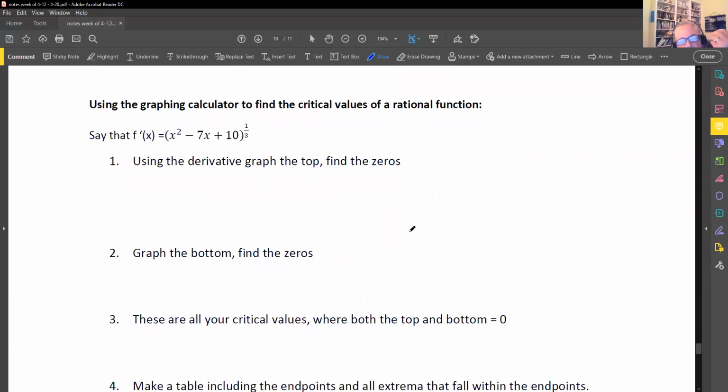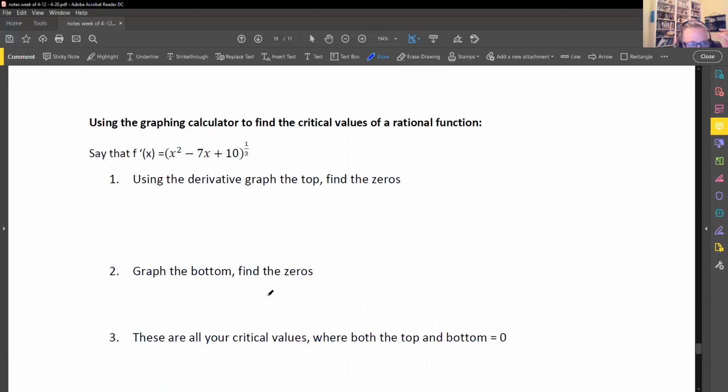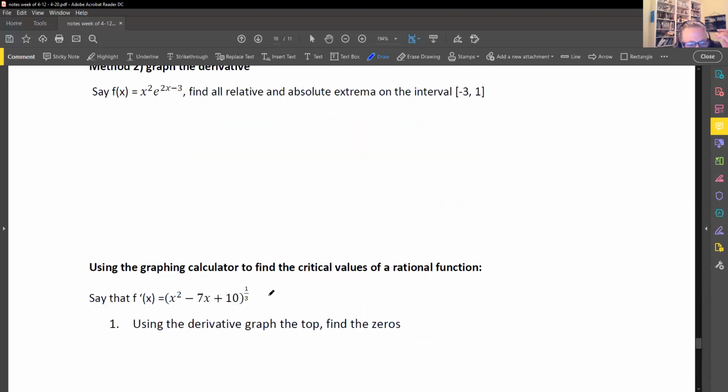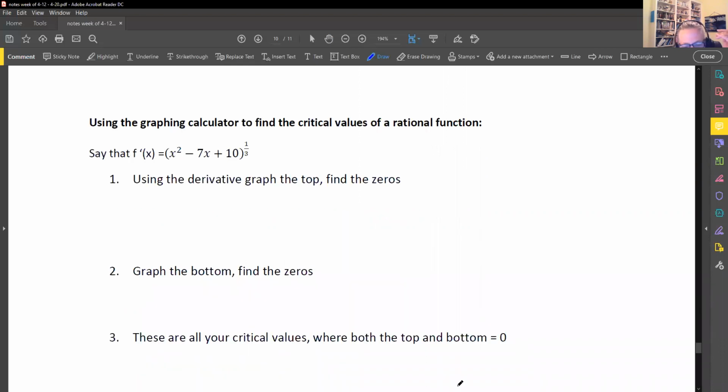So you use your calculator to find the critical values. So I'm just saying, hey, pretend this is the derivative. I'm going to type it in my calculator. I'm looking at the derivative, not the graph, but the derivative. All right, so we're going to type the derivative. I'm going to leave that in there. Let's see, x squared minus 7x plus 10, and I'm going to raise it to the 1/3. So this is the derivative.